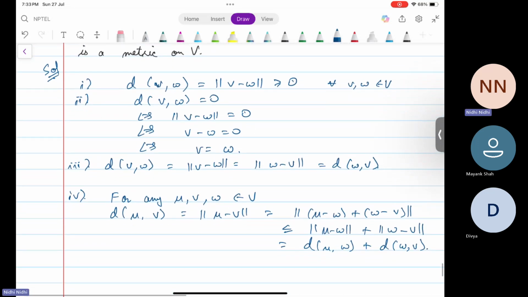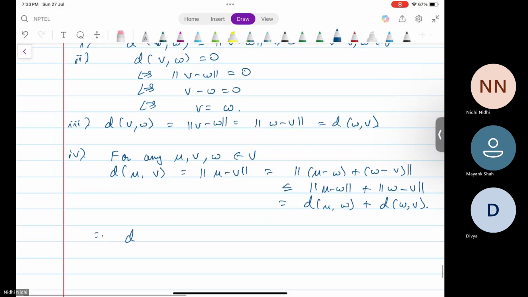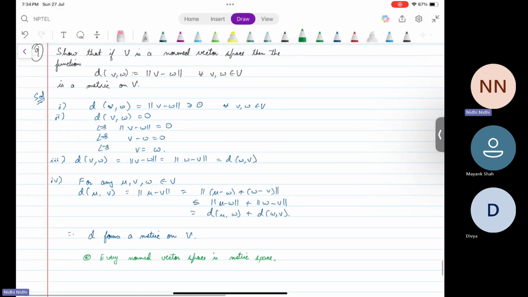It was quite straightforward. Therefore, this forms a metric on the space V, and hence every normed vector space is a metric space. I hope this was clear. This was very trivial.